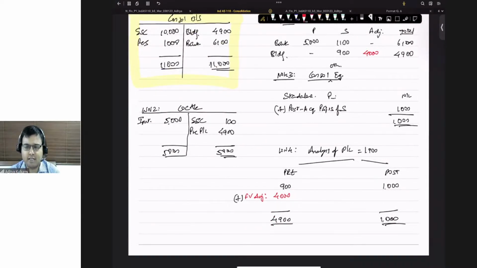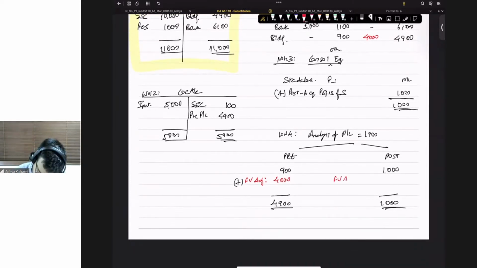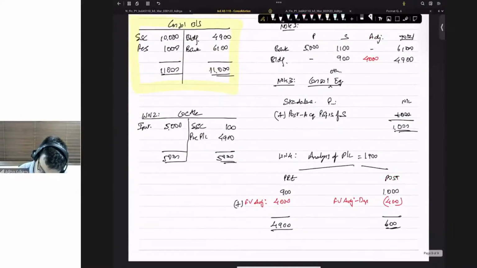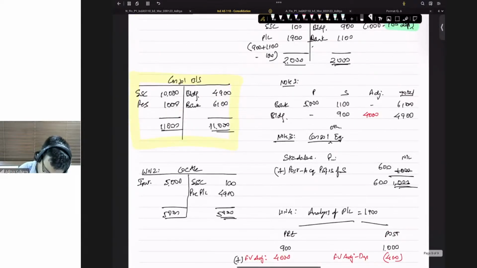That additional depreciation is worth how much? That additional depreciation is worth 400. So here you will have fair value adjustment depreciation. 1000 will become 600. This 600 we will be adding it here. So my consolidated other equity will become 600.